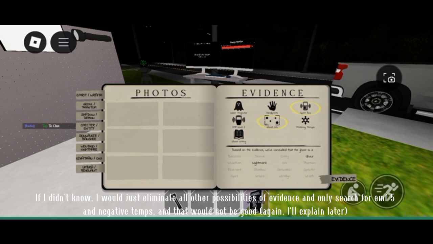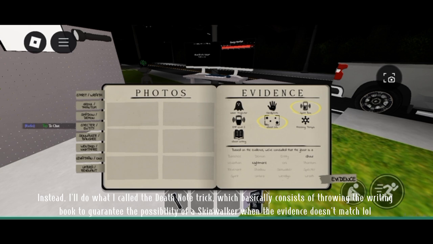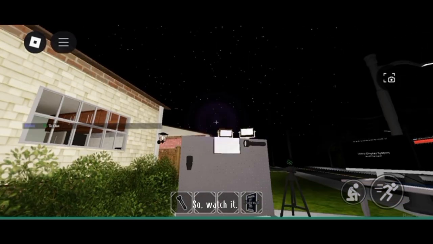I'll explain later. Instead, I'll do what I call the Death Note trick, which basically consists of throwing the writing book to guarantee the possibility of a Skinwalker when the evidence doesn't match. So, watch it.